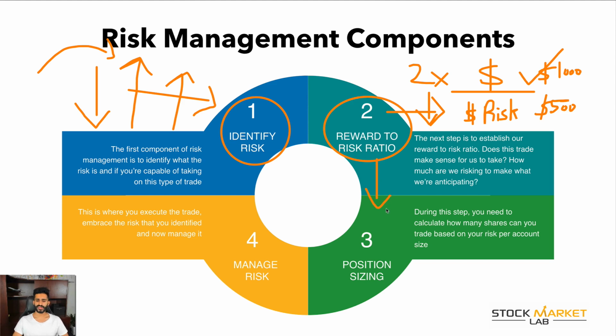The third component is position sizing, which I break down in one of the upcoming videos as well. During this step, you need to calculate how many shares you can trade based on your risk per account size. What you have to understand on this component is that you cannot dump your whole account into a trade. Once again, if you have $10,000, you cannot dump your full $10,000 into a trade. You need to understand how much you are risking per trade and how many shares you can buy based on your position sizing formula. And then finally, the last step is managing the risk.